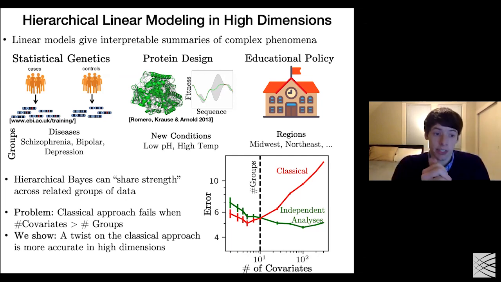By contrast, in this talk, we show that a twist on this classical approach can be more accurate in high dimensions than independent analyses and do a good job of sharing strength. Although in the low-dimensional setting this will actually perform worse than the classical approaches and independent analyses, in the high-dimensional setting, it does well.